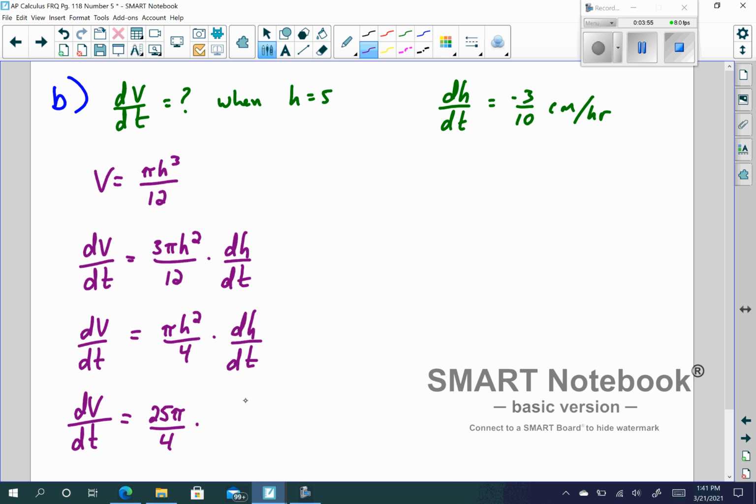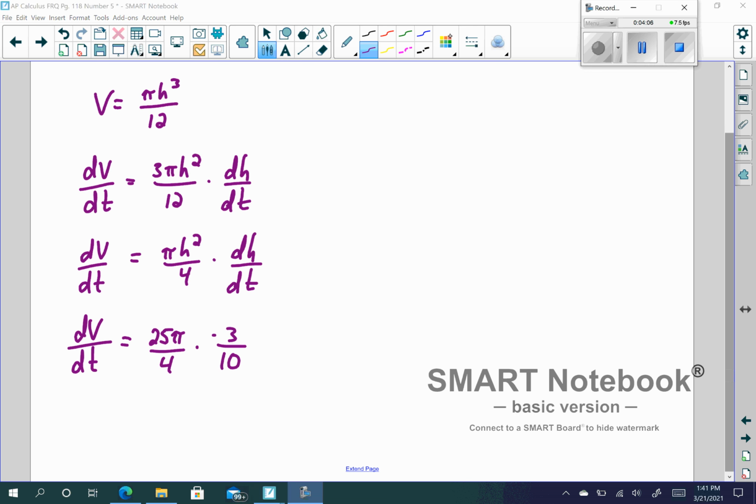And then dh over dt was negative 3/10. We could simplify. 5 goes into 25 5 times, into 10 twice. So we're getting negative 15 pi over 8. This is volume, so we'll have cubic centimeters per hour.